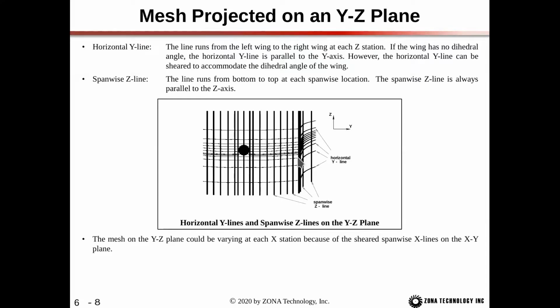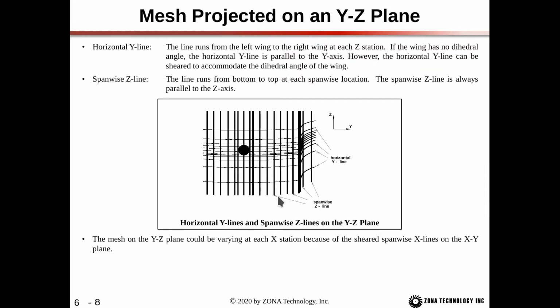This is actually poor modeling. With this large of a dihedral angle in the winglet, you would actually want to put the winglet in a different block and use the overset block scheme. But for illustration purposes, we just have one block here. So you can see how the horizontal Y lines have been sheared, not only along the moderate dihedral angle here, but then even the severe dihedral angle with the winglet here.